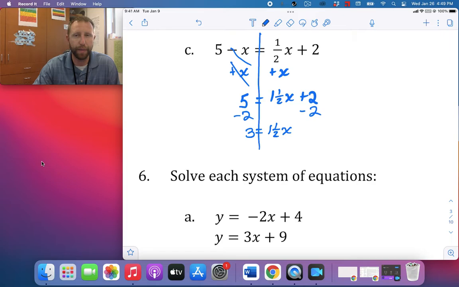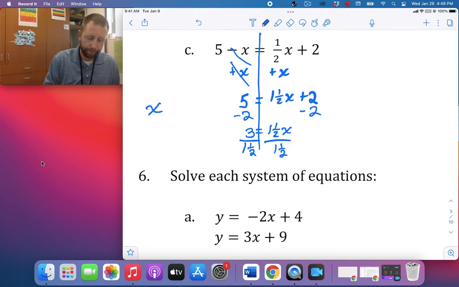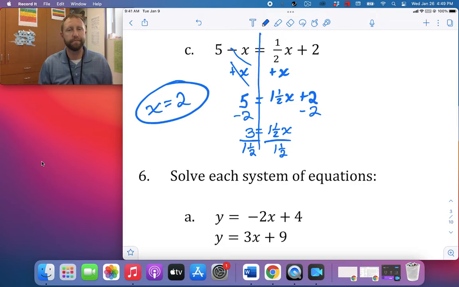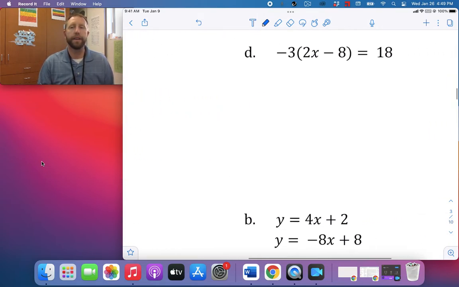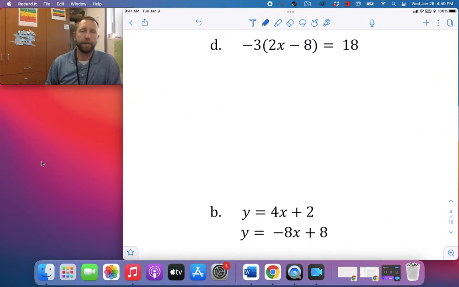X is being multiplied by 1.5. Divide both sides by 1.5. Always do the opposite. Now 3 divided by 1.5, that equals 2. Okay. Go on to the last solving problem here.